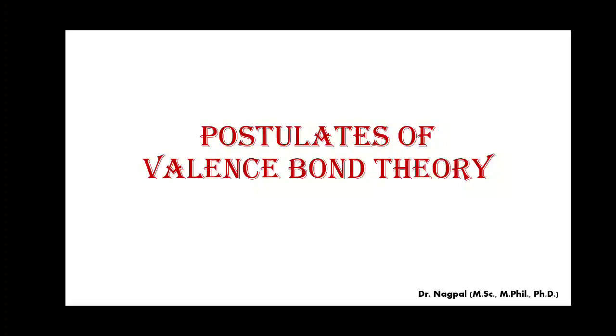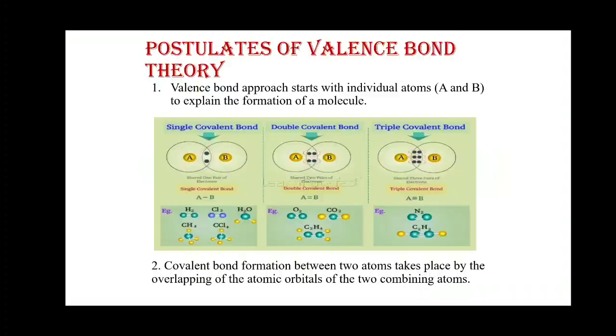Valence bond theory explains the formation and directional characteristics of a covalent bond on the basis of these postulates. I will explain these postulates one by one. Let's start with the first postulate. The first postulate states that the valence bond approach starts with individual atoms A and B to explain the formation of a molecule. It means to form a covalent bond, we require two individual atoms, that is A and B.